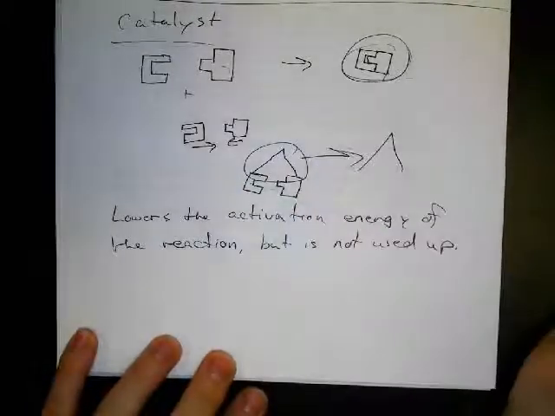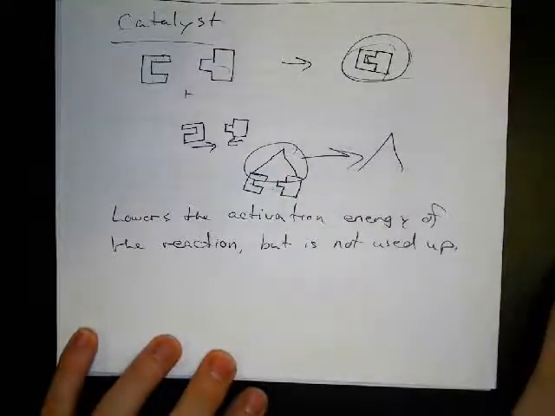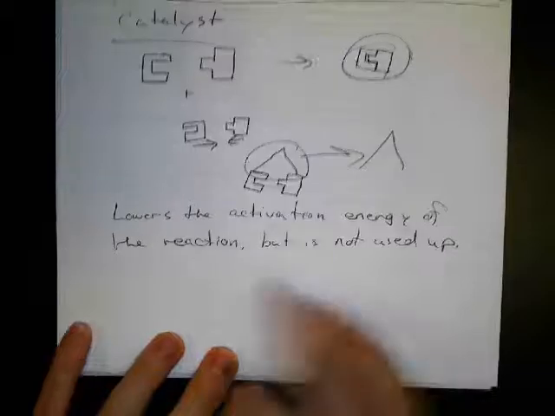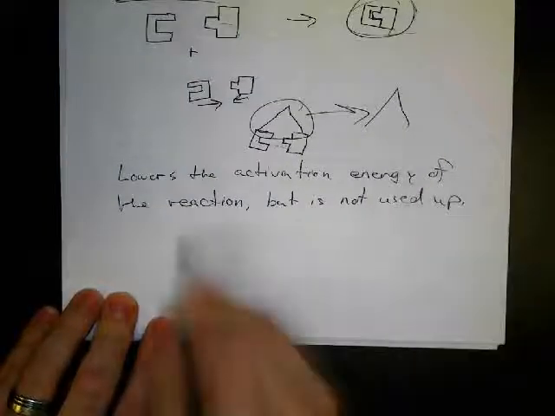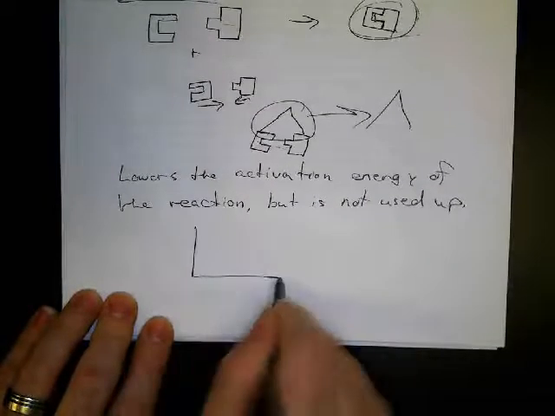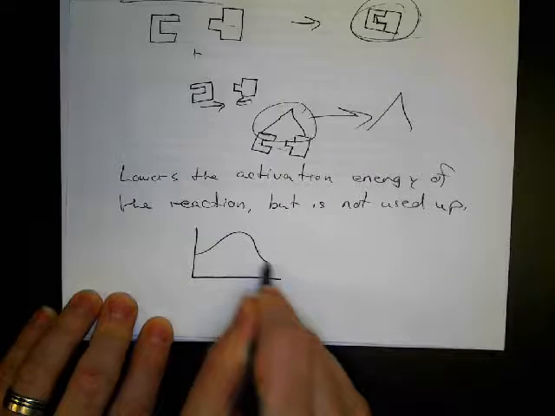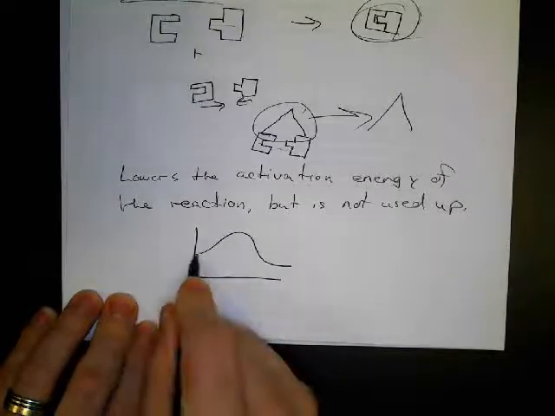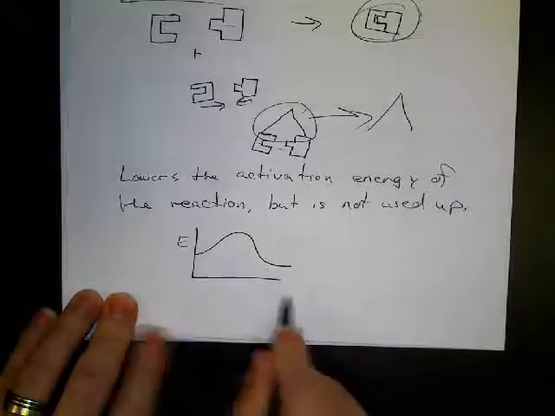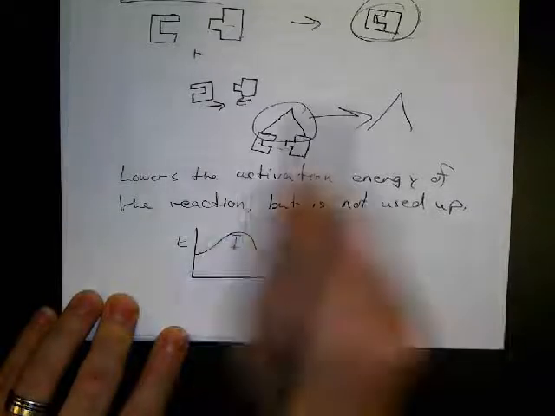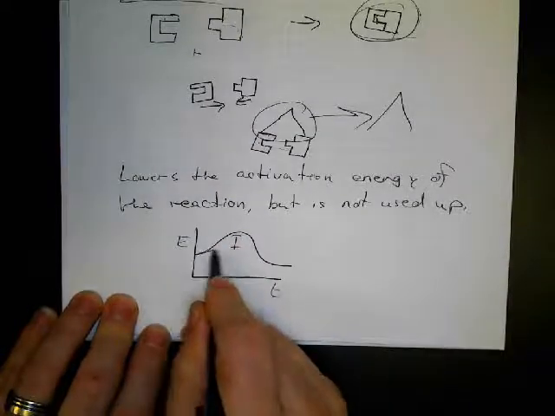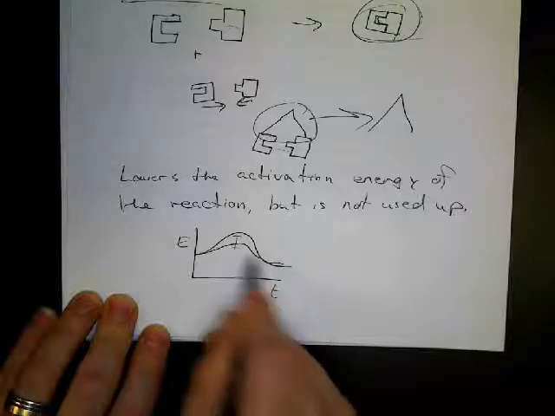Okay. Lowers activation energy. If you remember from our energy video, the activation energy would look something like this. So if you had an energy over time, or an enthalpy graph, you have this activation energy here. If a catalyst was in the reaction, the curve looks something like this. It takes that activation energy and makes it a lot easier to hit.